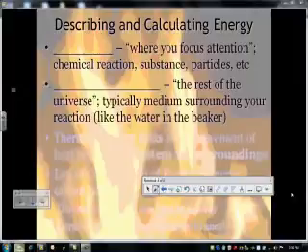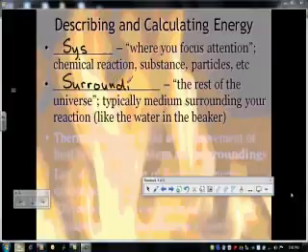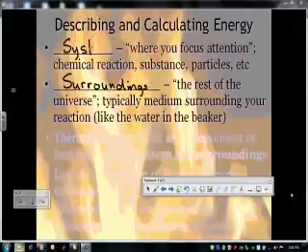So we have this system, which is where we're focusing our attention. The surroundings is the entire rest of the universe. But we don't have to know what else is happening all throughout the entire universe. We just mean the surroundings is everything else except the system.